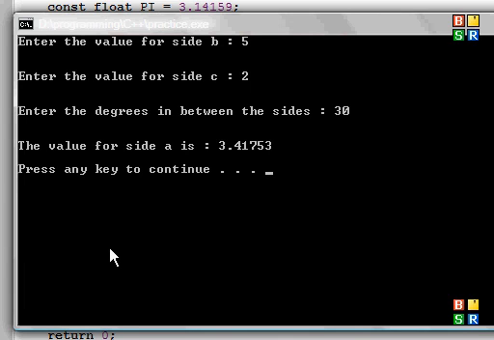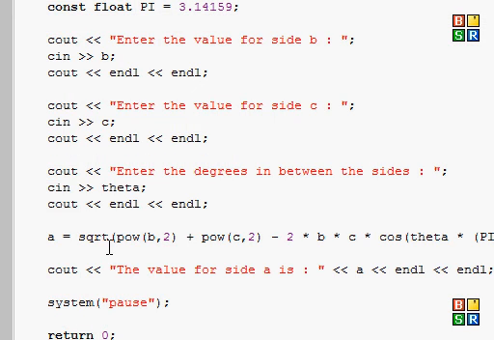Okay, the value for side A is 3.41753. And the thing I was worried about is that, because you're taking the square root, you can't have negative numbers, so you definitely have to watch out for that. But since I was adding, I realized it would be okay. Close it, and see you next time.